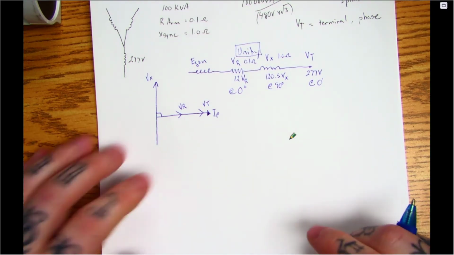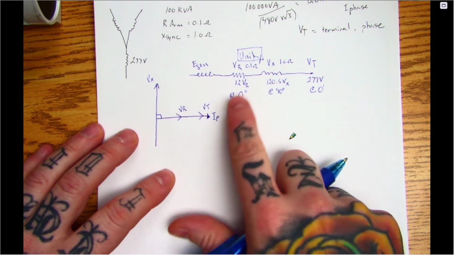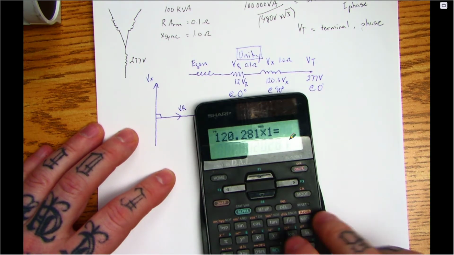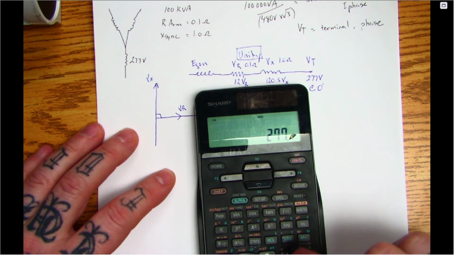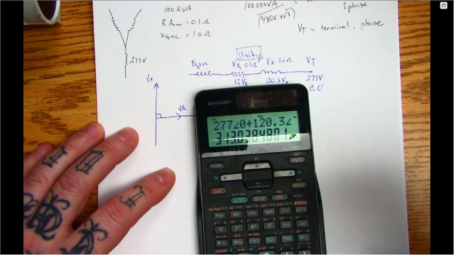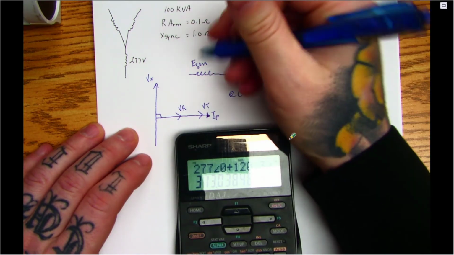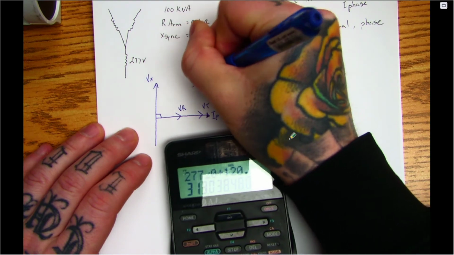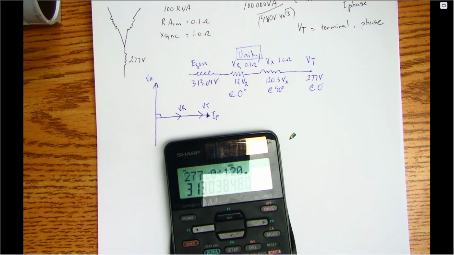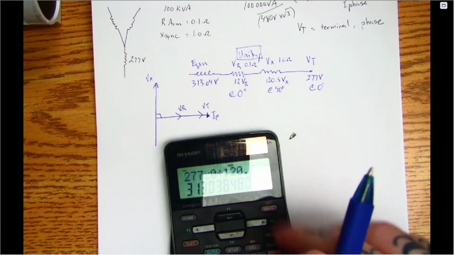So when I want to find out the generated voltage, I'm just going to add all these up vectorially. Okay, so if I go 277 ∠0 plus 120.3 ∠90 plus 12 ∠0, and I get 313.04 volts.